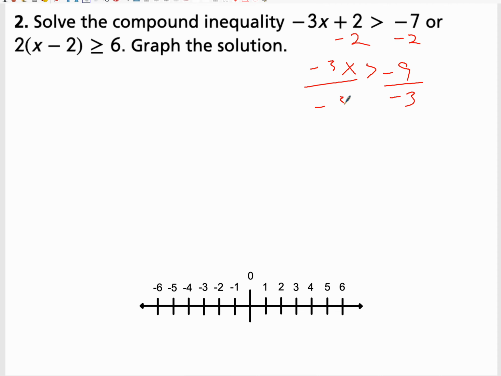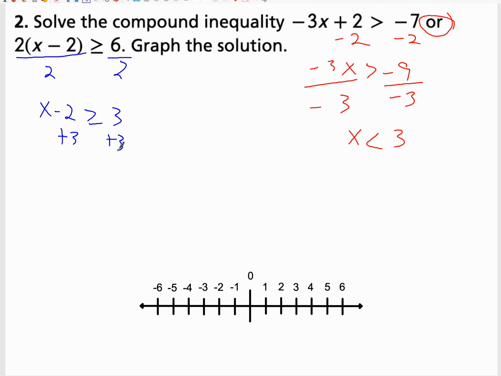Divide by negative 3. Whoops, that's a funny looking 3. X is less than positive 3. Okay? And it starts out with an or, so we've got to keep that in mind. So now, rather than distributing, we can just divide by 2 to start, right? So x minus 2 is greater than or equal to 3.